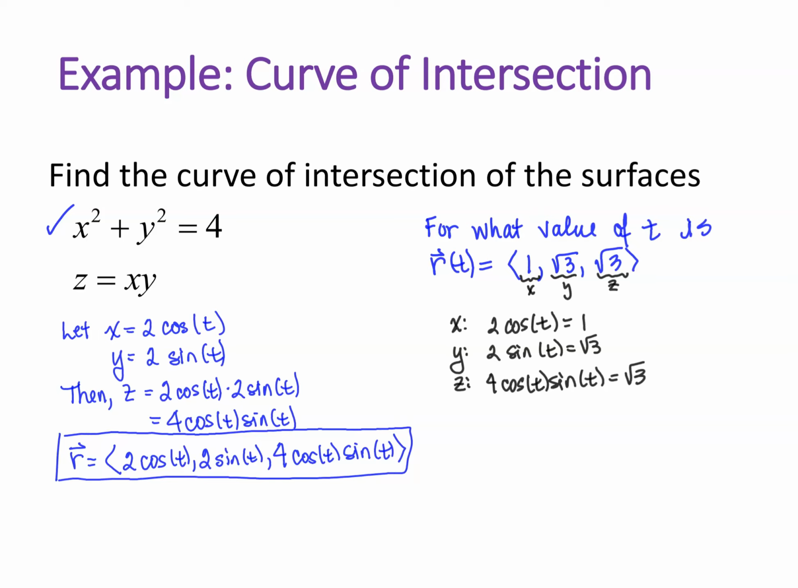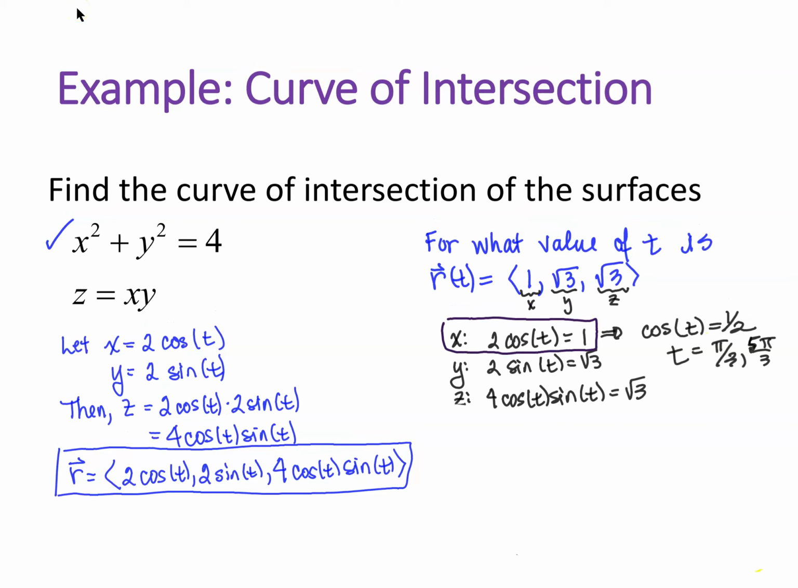So what I can do is choose one of the equations to solve and then verify that that solution satisfies the equations for the other two components. I'm going to choose to focus here on the equation for the x component. If I divide both sides of that equation by 2, I end up with cosine of t equals 1/2. If I limit myself to 0 to 2 pi, or the unit circle, there are two values of the parameter t that can produce a cosine of 1/2. Those two values are t equals pi over 3 and t equals 5 pi over 3.